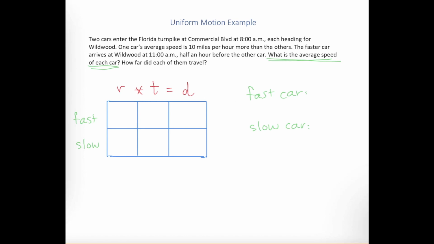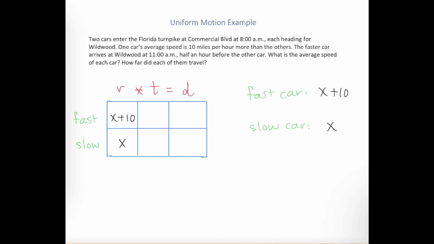Now we need to decide which of the cars is going to get the x variable, the variable for the unknown quantity. Because one car's average speed is 10 miles an hour more than the other's, it makes sense to give the slow car the x, so that the fast car is x plus 10, or 10 miles an hour faster than the slower car. Since these are our speeds, we're going to put them in the rate squares of our table.